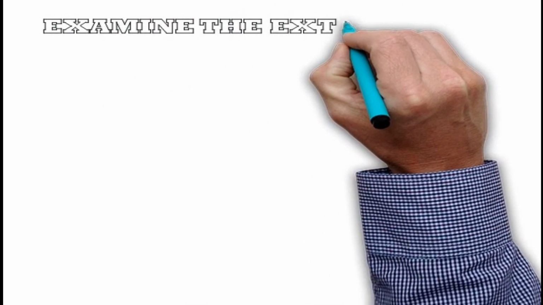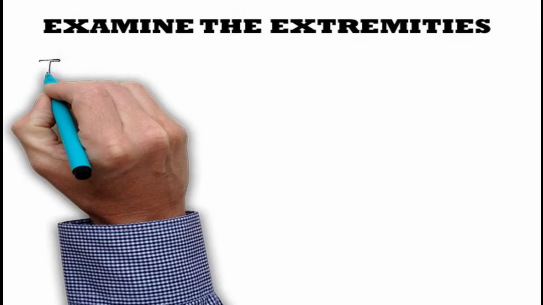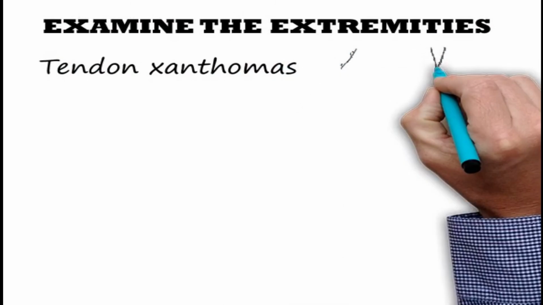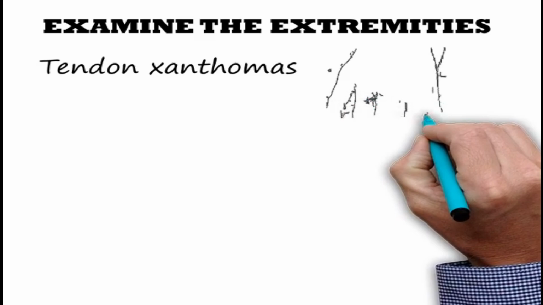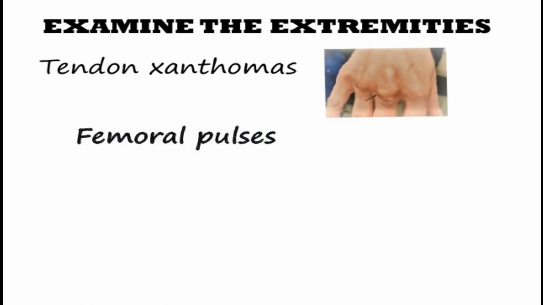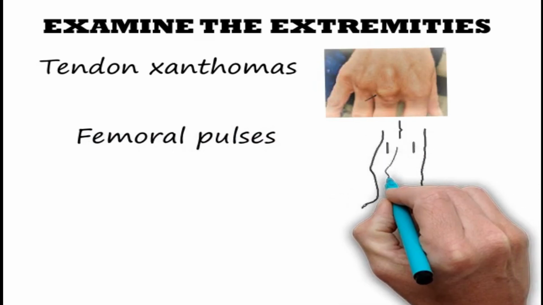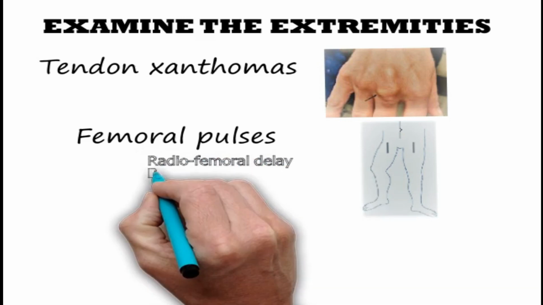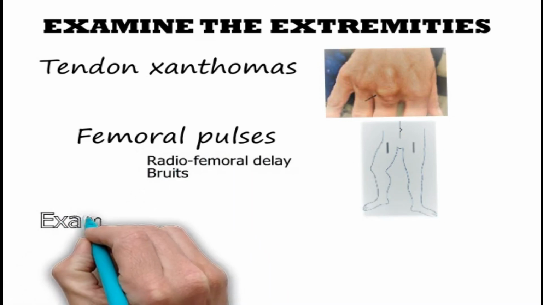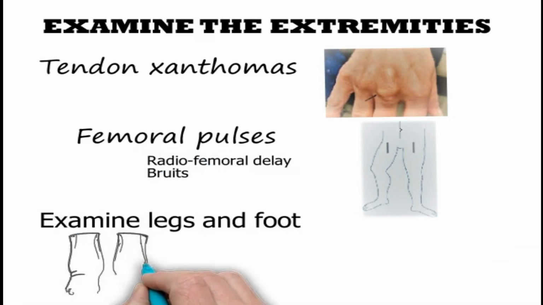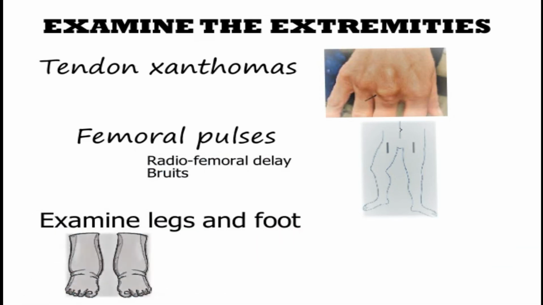Examine the extremities very carefully. Search for tendon xanthoma. Examine for femoral pulses on both sides and see the radiofemoral delay or any kind of bruit present or not. Examine the legs and feet for any kind of edema, and also any features of vasculitis present or not.